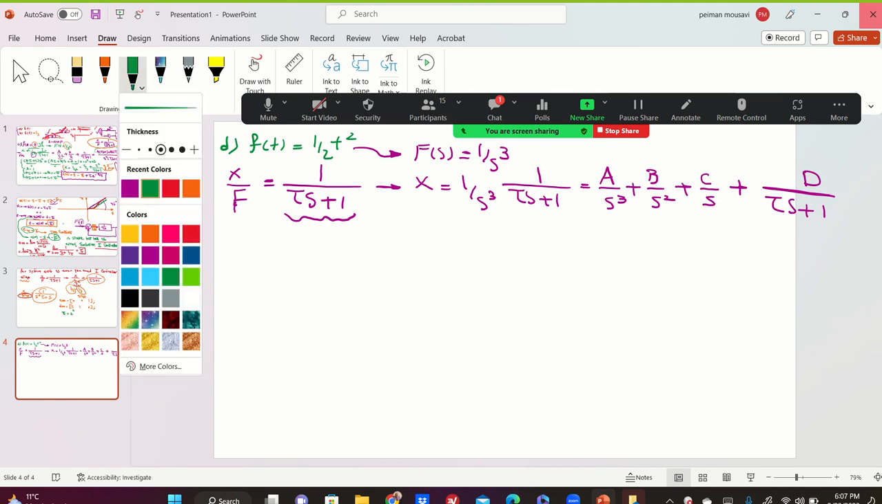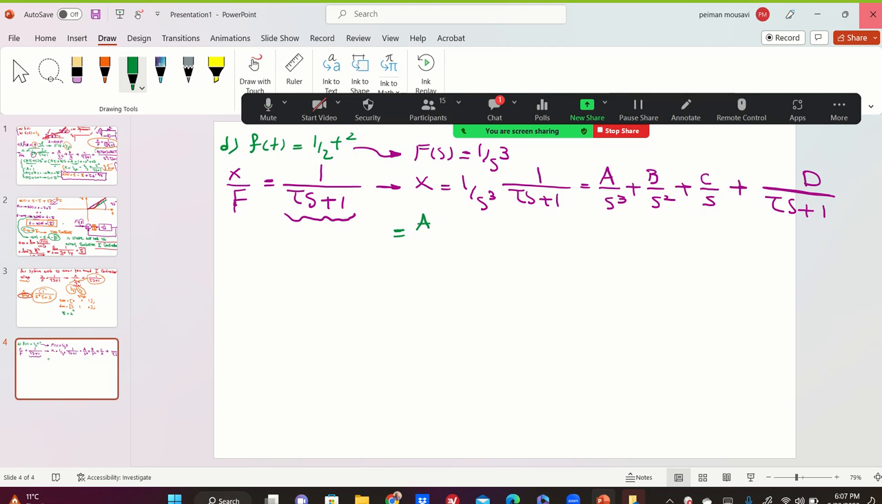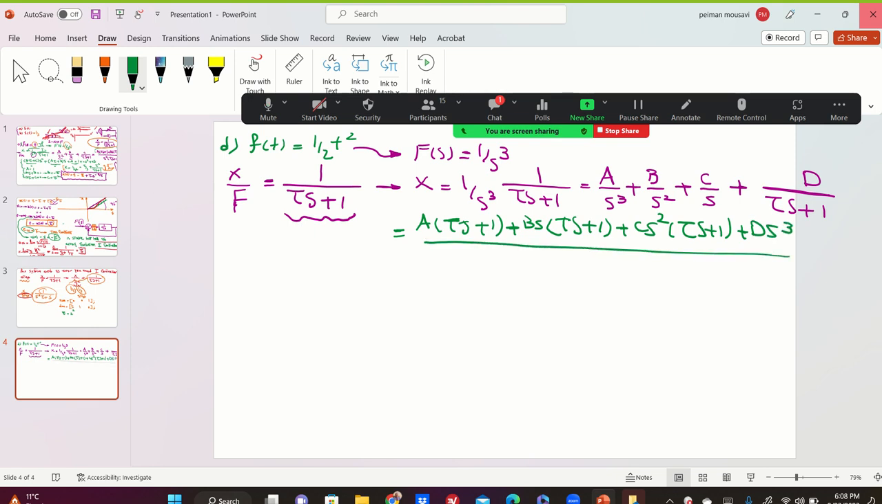Good, guys. So you can write this as: A times (tau s plus 1) plus B s times (tau s plus 1) plus C s squared times (tau s plus 1) plus D s cubed, over s cubed times (tau s plus 1).